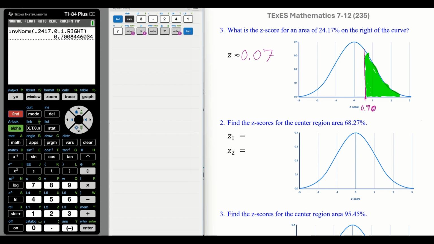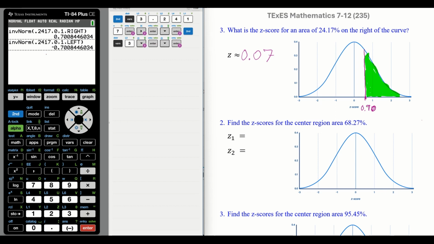Okay, let's do it the other way around. Let's go back and say second, vars 3. Everything exactly the same, except this time we're saying left side. Let's see what happens. Let's go down and enter. Enter again. Notice it says negative. So this depends on the question.